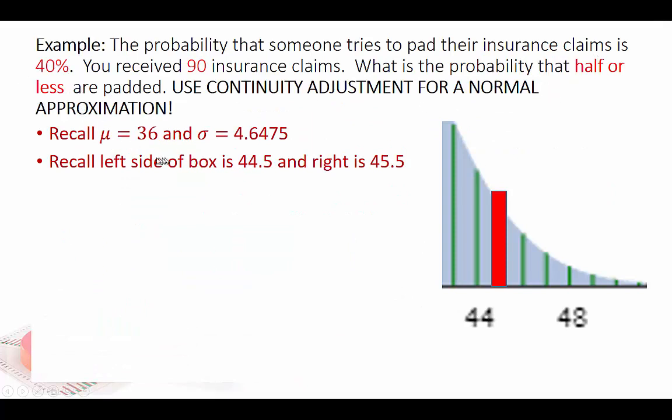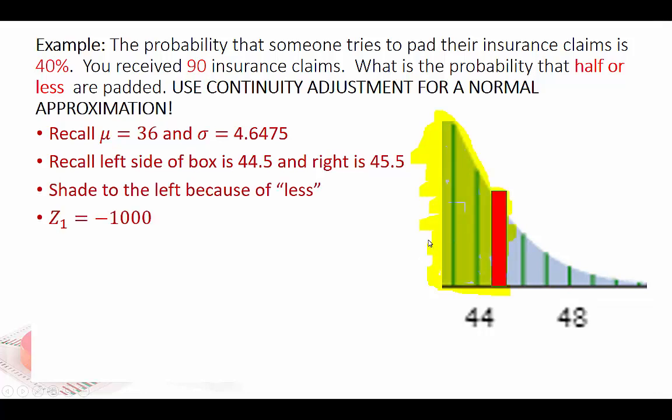Let's take a quick look at "half or less." I just want to make sure that we're set on that one. So I'm going to shade to the left because of "less." Z1 is definitely negative 1,000. That's fine. But I am going to include the red bar. This was automatically shaded, and it's correct. We're going to include the red bar because it's 45 or less.